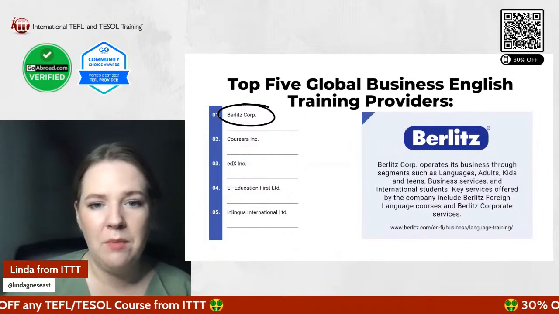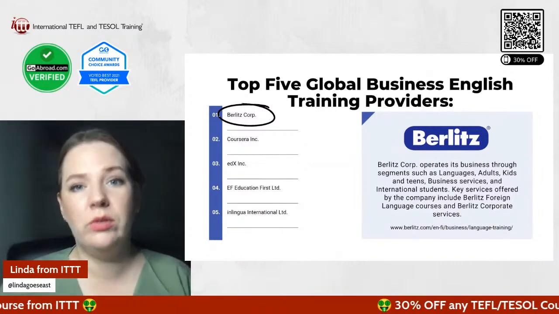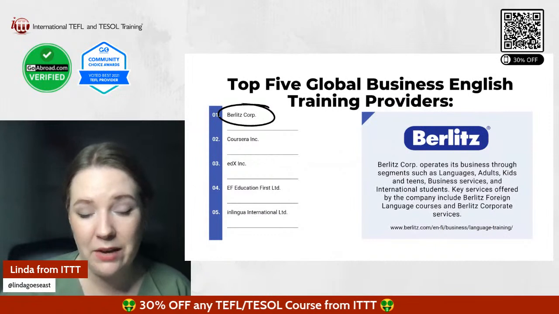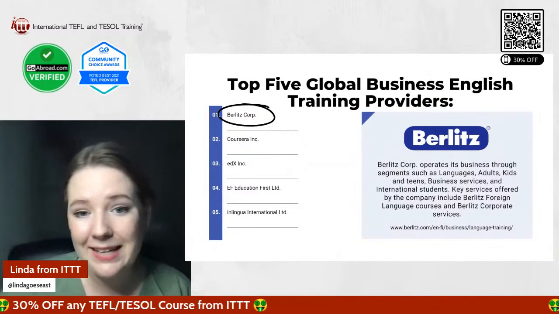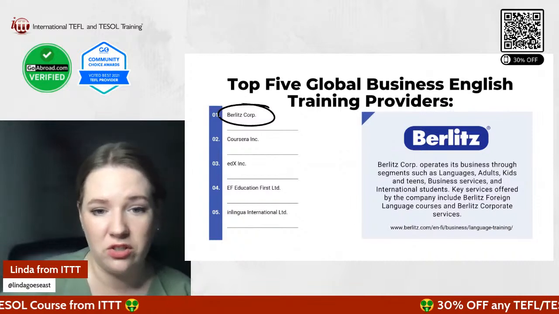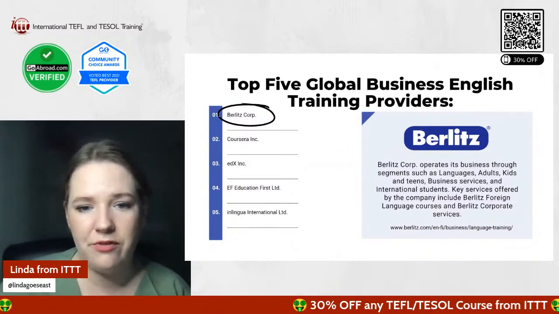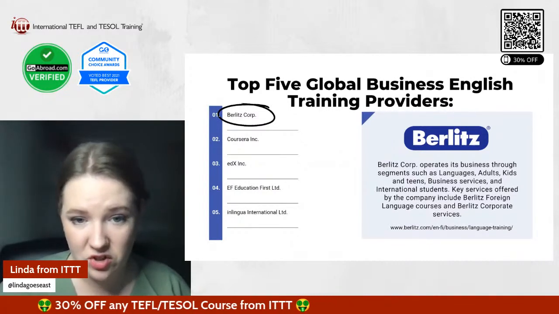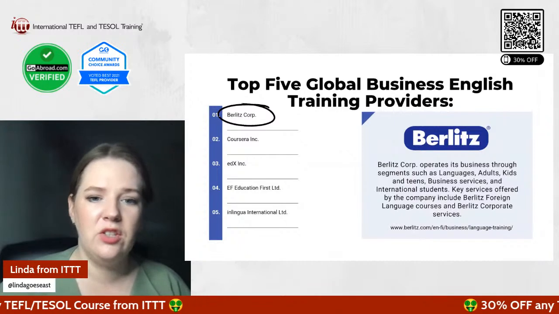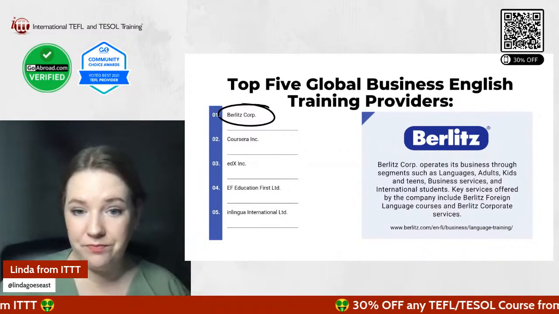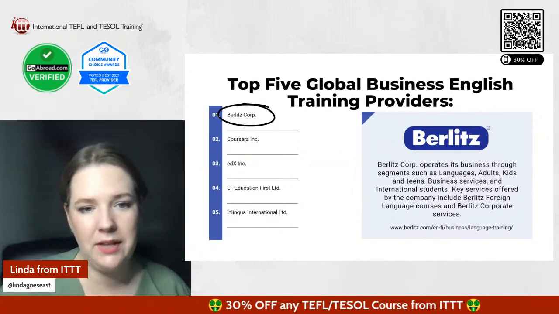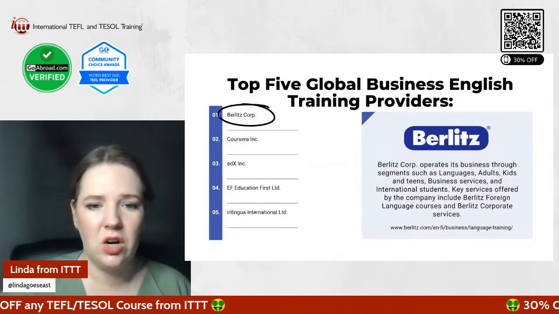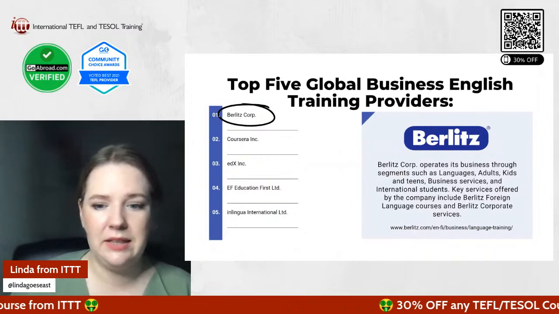So look them up. Berlitz, very well known. They don't only do business English, right? They have segments such as different languages as well, not only English, adults, kids, teens, business services, and also international students. So the key services offered by the company include Berlitz foreign language courses and Berlitz corporate services. So they are 2 different services. So you might end up working for either the corporate side or the foreign language side, depends. But yeah, Berlitz is quite big, and I think they have physical language schools, right? So there are definitely opportunities there. This is a good one.